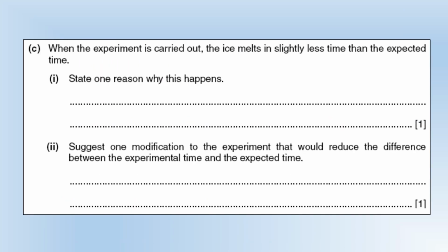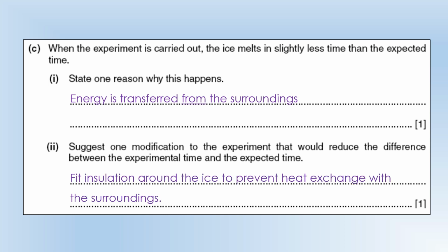Okay. When the experiment is carried out, the ice melts in slightly less time than the expected time. State one reason why this happens. Well, ice is below room temperature, so energy is going to be transferred from the surroundings to the ice. So actually the heater doesn't have to supply as much energy as it would have if we didn't have heat exchange. So there's one modification to the experiment that will reduce the difference between the experimental time and the expected time. Well, fit insulation around the ice to prevent that heat exchange with surroundings, or as much as possible.